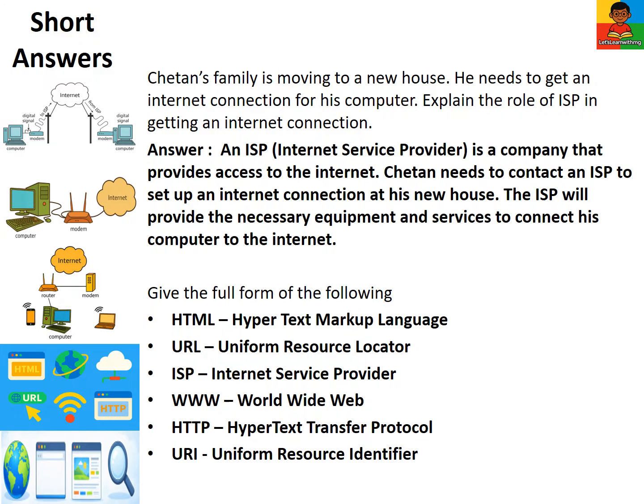Let's continue with short answers. Chaitan's family is moving to a new house. He needs to get an internet connection for his computer. Explain the role of ISP in getting an internet connection. Answer: An ISP, Internet Service Provider, is a company that provides access to the internet. Chaitan needs to contact an ISP to set up an internet connection at his new house. The ISP will provide the necessary equipment and services to connect his computer to the internet.